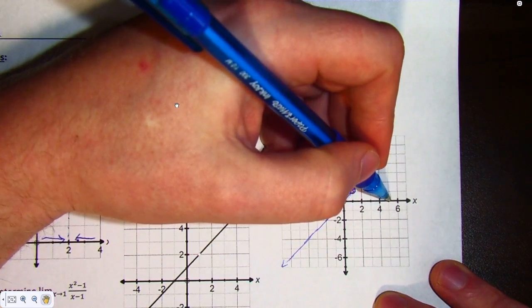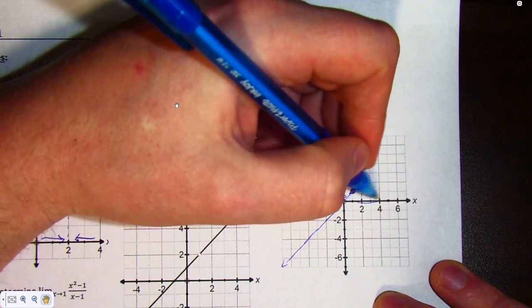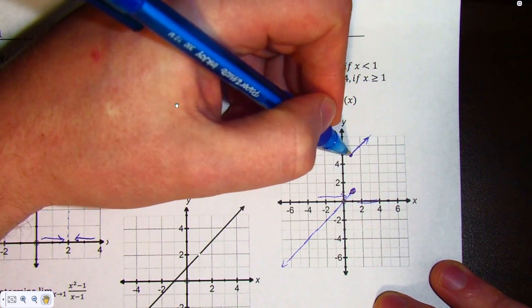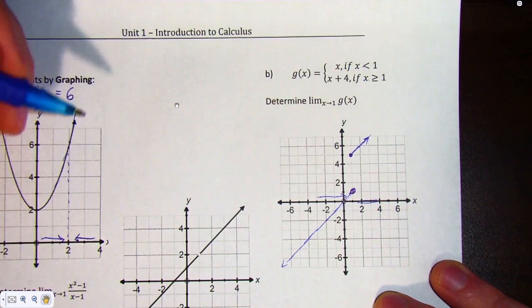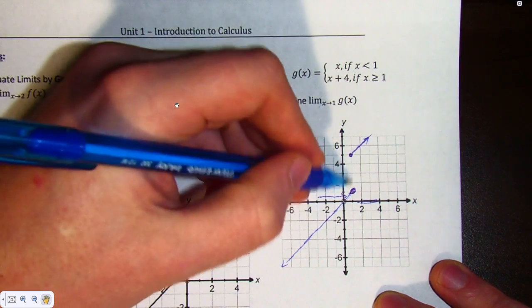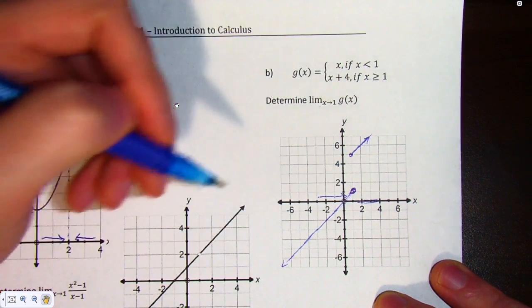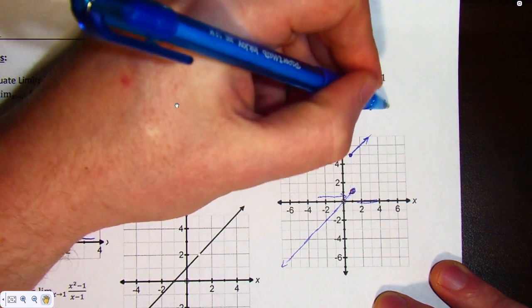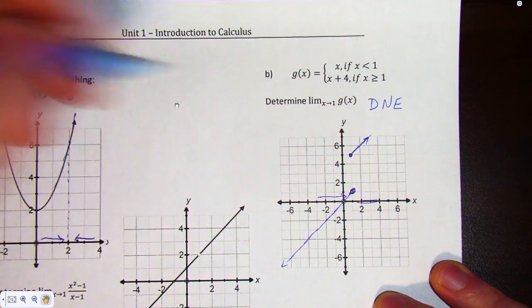As I approach from the right-hand side, I'm coming down this portion of the line, and you can see that it would equal 5. So because these two things don't equal the same value, this limit here, we just write does not exist, or DNE, we usually write. Okay.